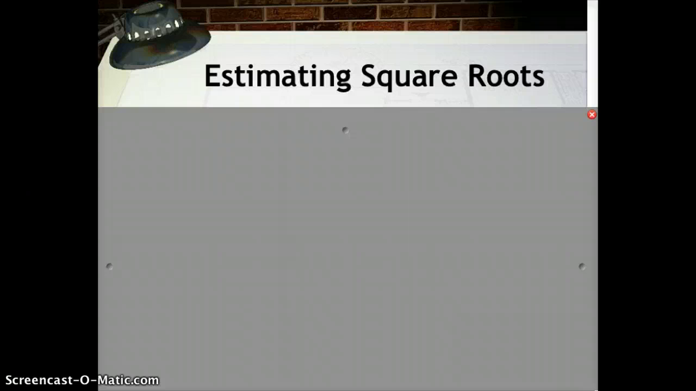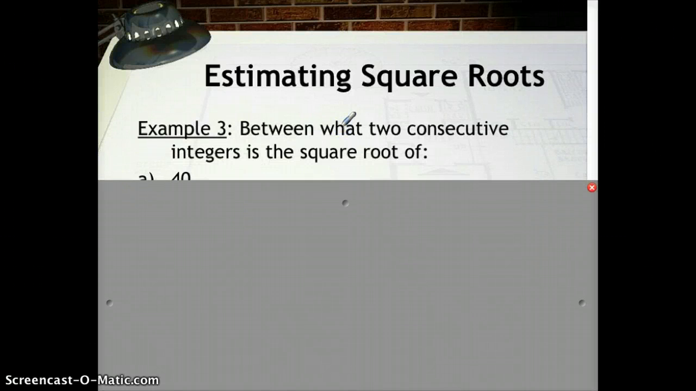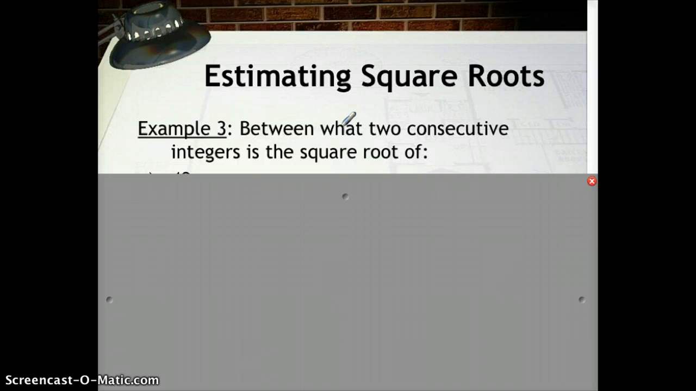Okay, a skill that I like you to have as well is to estimate square roots. So like when I said the square root of 20, well, that's not a perfect square. I want you to be able to have some sort of an idea what that is. So I'm going to start off by giving you a number, and I want you to figure out what 2 consecutive integers the square root of it is in between. So what 2 numbers right in a row is the square root of it in between?